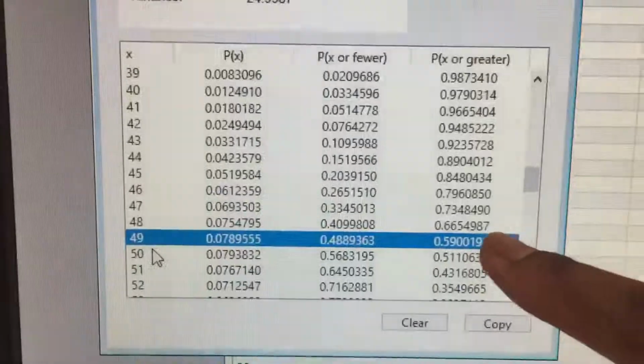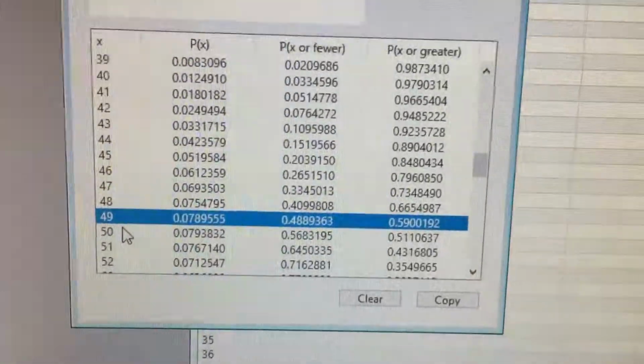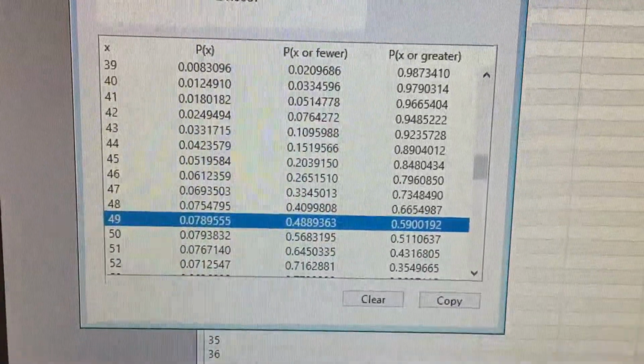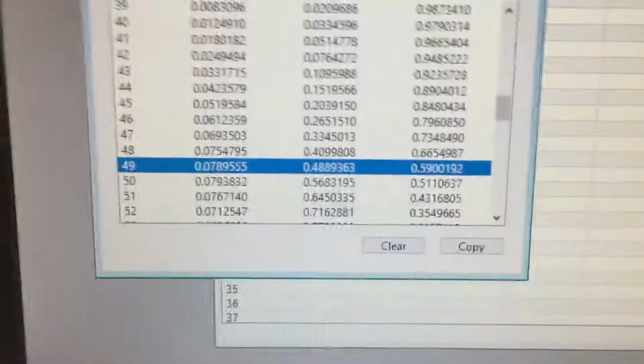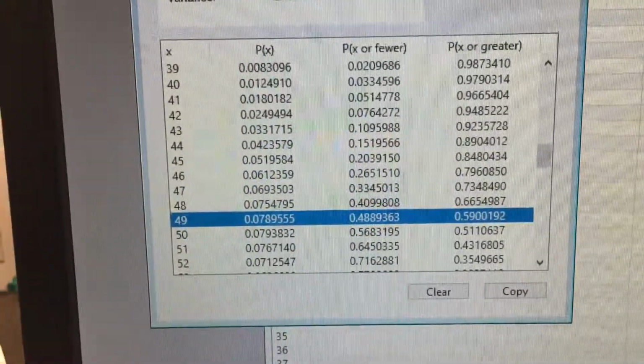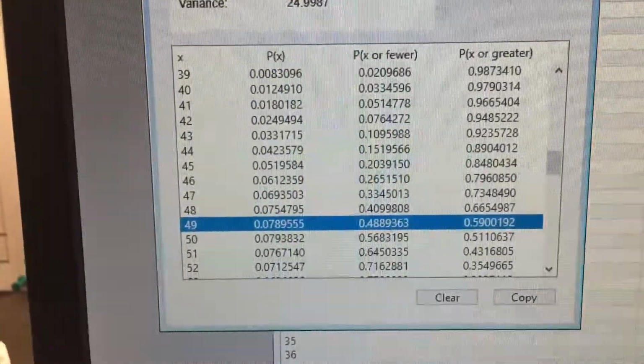And it's going to be, I'm going to go ahead and point to it. It's that number right there. It's going to be 0.5900. That's going to be the probability of 49 or more votes that are boys. Okay?